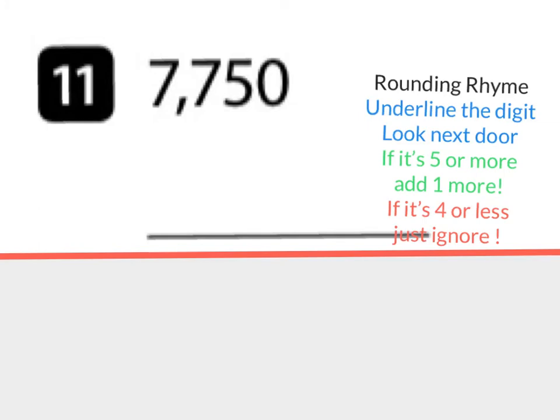Now we're rounding to the nearest thousands place. 7,750 rounded to the nearest thousands place. You underline your thousands place, circle the digit to the right. The circle digit is 5 or greater, so we add one more to that 7. It changes to an 8. The circle digits and all the digits to the right turn to a 0. 7,750 rounded to the nearest thousands place is 8,000.